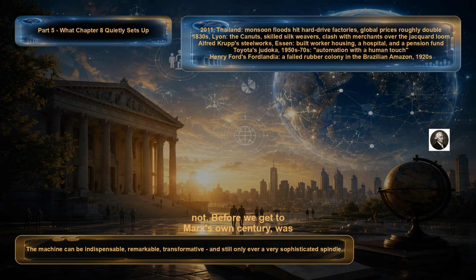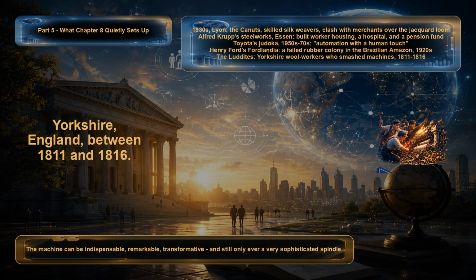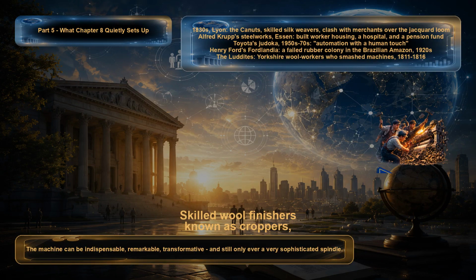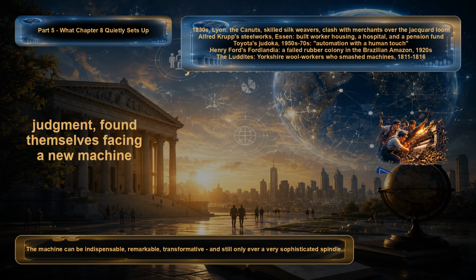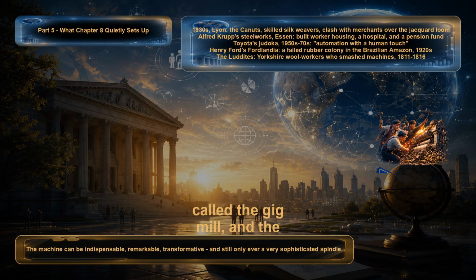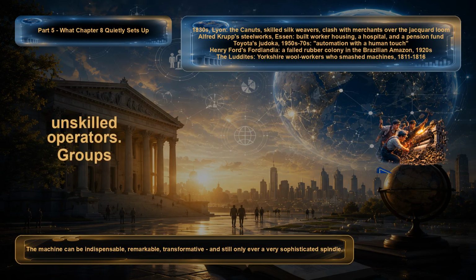Before we get to Marx's own century, was there an even more direct, physical confrontation over exactly this shift, workers actually fighting the machines themselves? Yorkshire, England, between 1811 and 1816. Skilled wool finishers known as croppers, who used heavy hand shears to raise and trim the nap of woven cloth, a task demanding years of trained judgment, found themselves facing a new machine called the gig mill, and the shearing frame, mechanical devices that could do a rough version of their work far faster, requiring only unskilled operators.